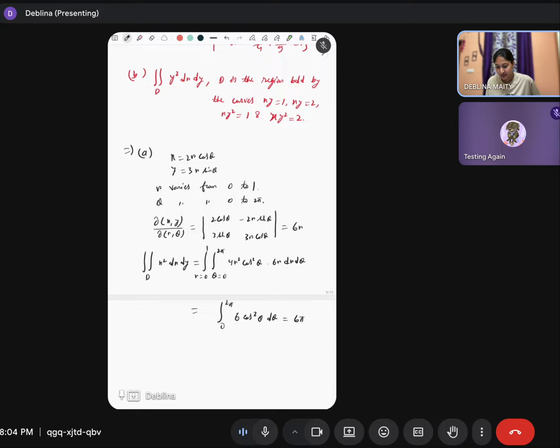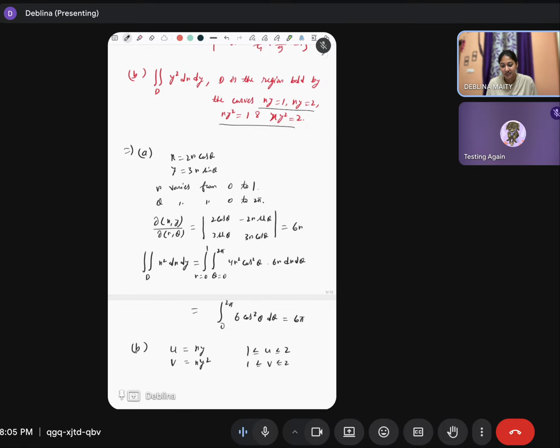Okay, the first one is done, and the second one is an easy one, right? The curves are xy equals 1 to 2 and xy square equals 1 to 2. What will you choose for change of variables for simplicity? Let u equal xy and v equal xy square, right? This is the simplest. Then u runs from 1 to 2 and v runs from 1 to 2.